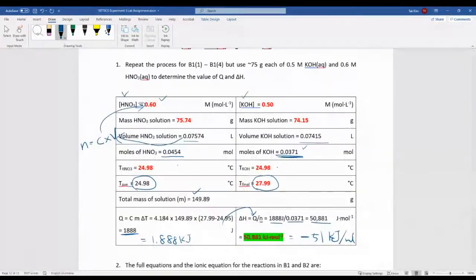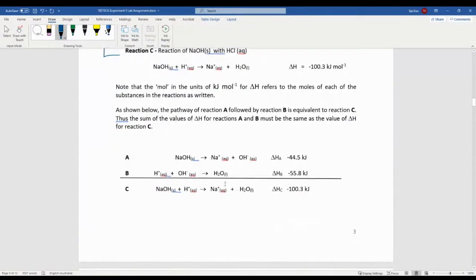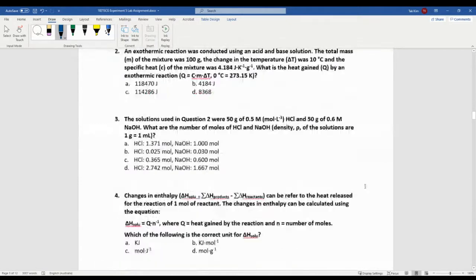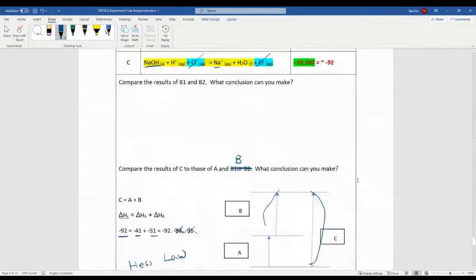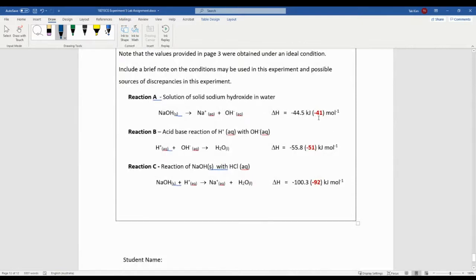So compare the value obtained from the experiment with the value provided in page 3. So in your page 3 here, right? We do have the value you're supposed to get based on the theory, or under the ideal condition. So you're supposed to get about minus 44.5. For B, you're supposed to get about minus 56, and then for C, you're supposed to get about minus 100. But in your calculation or in your experiment, the heat from your reaction is a bit smaller than what you're supposed to get, right?